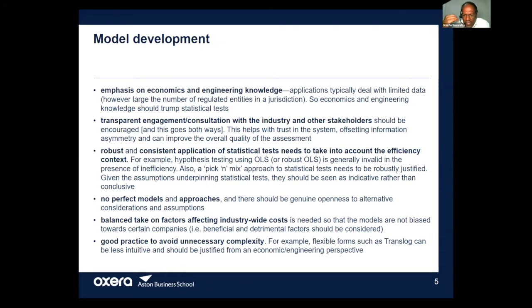Another point I would like to make is, there's model development through which you identify the relevant inputs and outputs and the relationship between the two. They don't happen in isolation or in a vacuum. Regulatory best practice suggests that there has to be a transparent engagement process between the stakeholders, which can actually mitigate information asymmetry, build trust in the system, and improve the overall quality of assessment. I will show you a specific regulatory model before I hand over to Emmanuel later on.